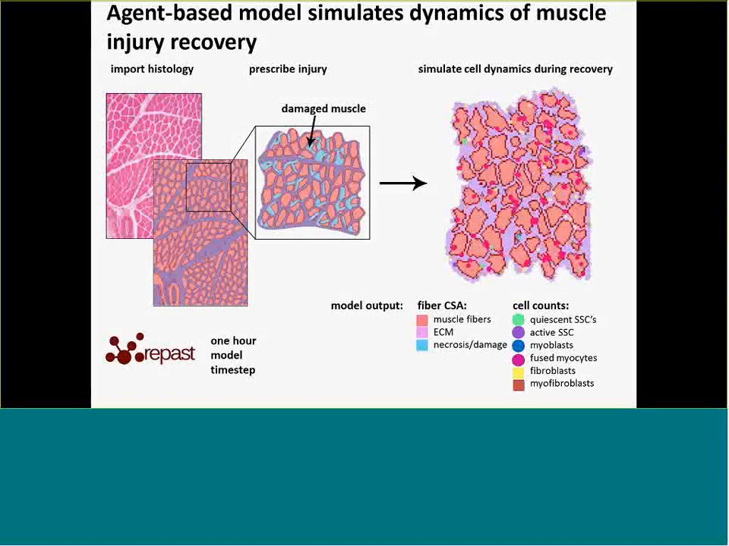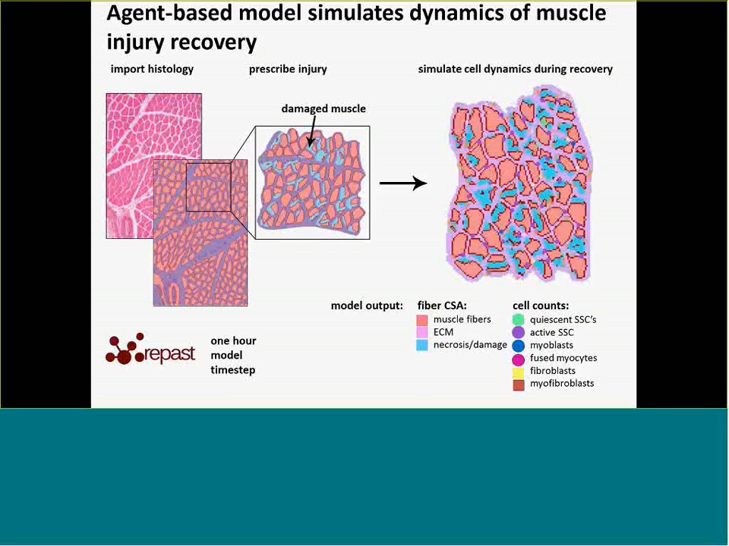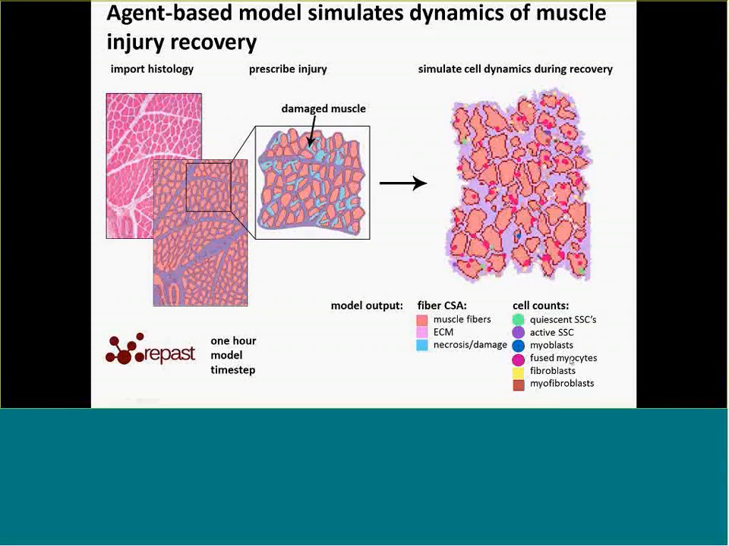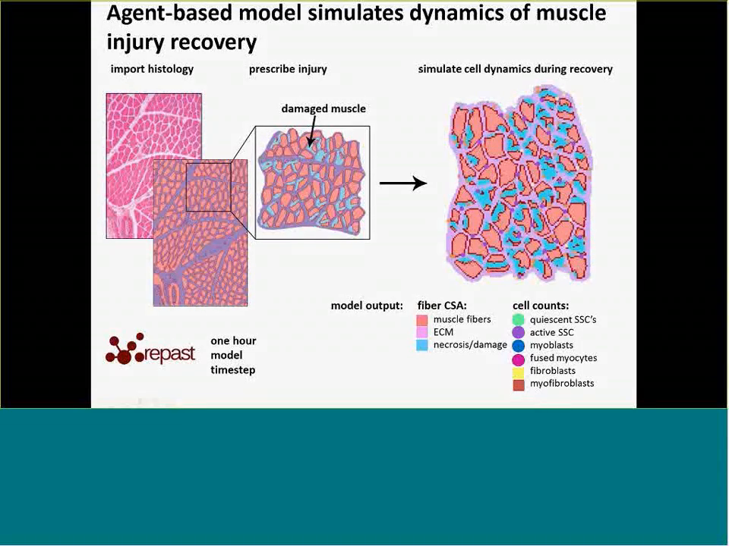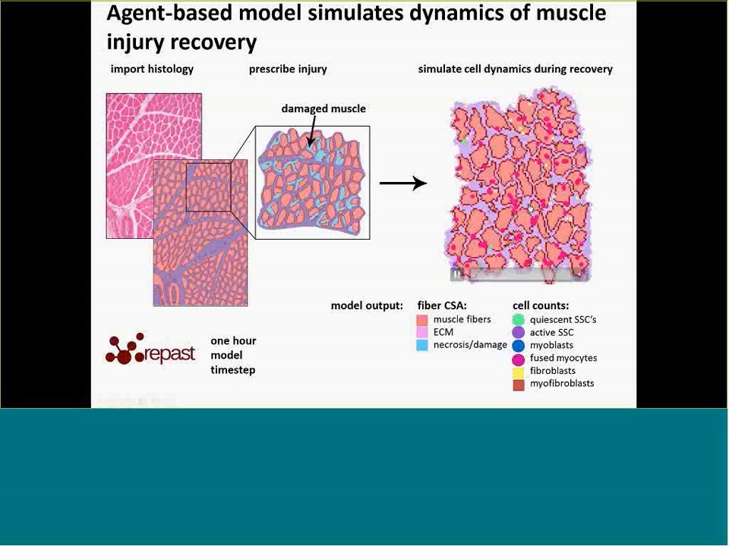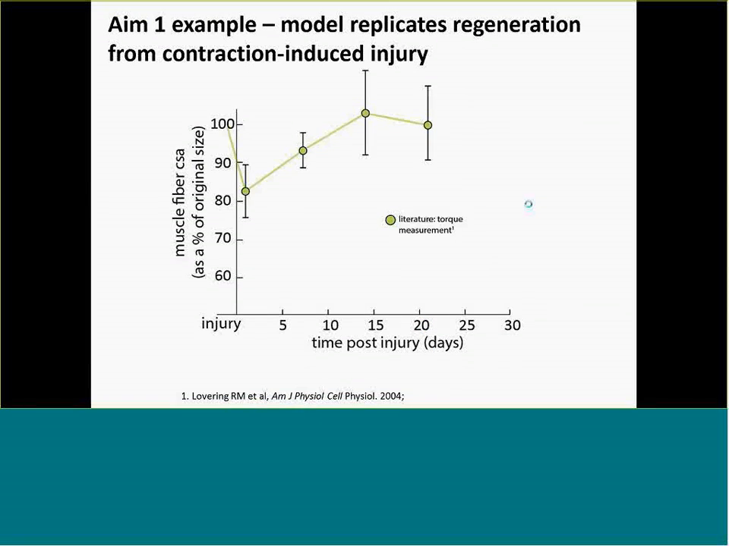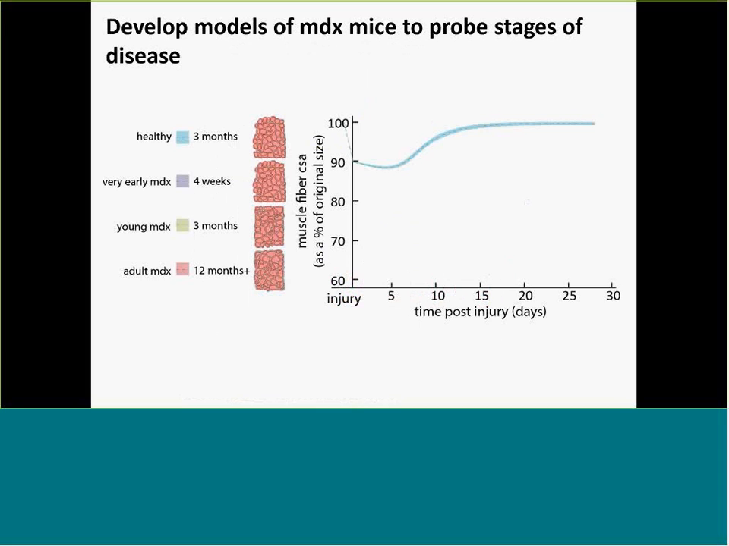And then finally, our agent-based model is essentially, once we know the damage within the muscle from the injury, we can predict what happens. So this is an agent-based simulation that captures muscle fibers, ECM, necrosis damage, and all of the key cell players within the muscle: the fibroblasts, the myocytes, the satellite stem cells, and the various inflammatory cells are all included in this model to predict regeneration and degeneration. We've replicated injury and regeneration based on comparison with literature. So we're looking here at prediction of recovery from injury following eccentric contraction simulated in the model, and then we've compared it with experiments. Then we can do this in multiple stages of disease.